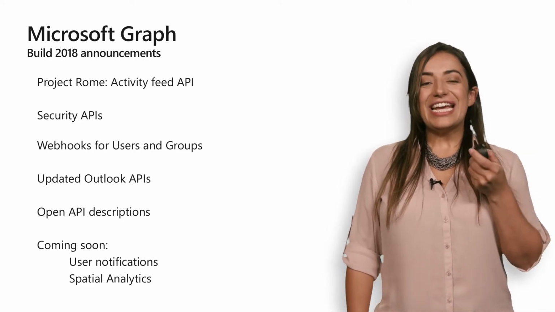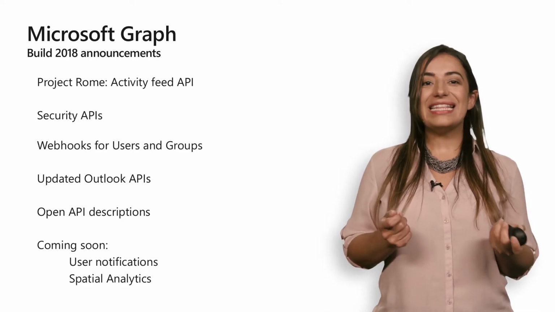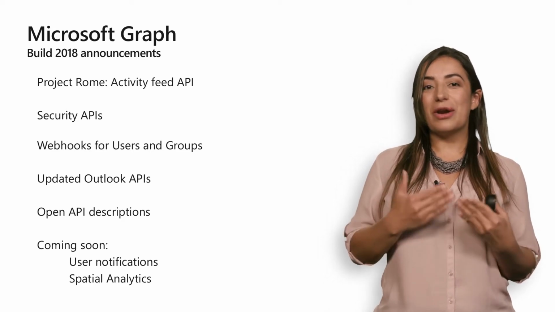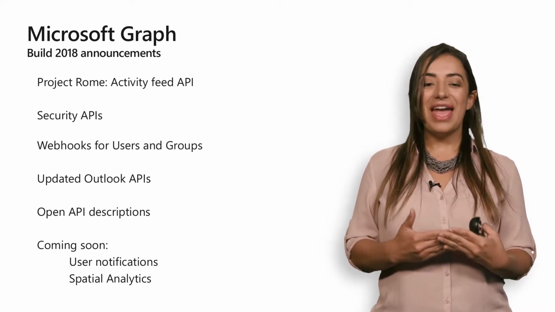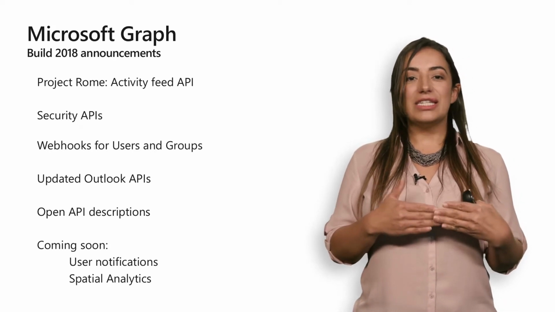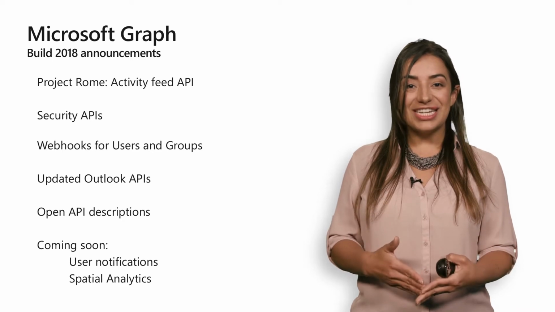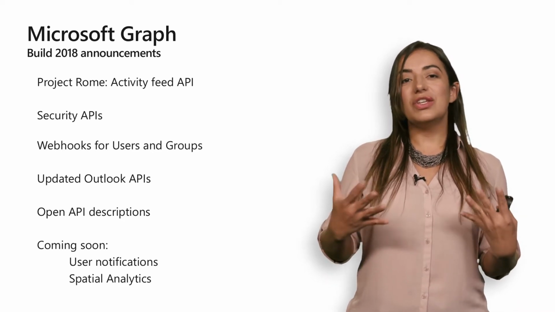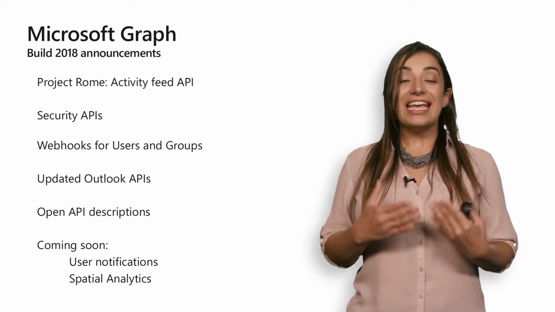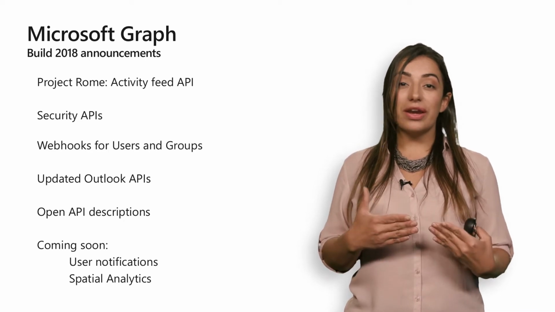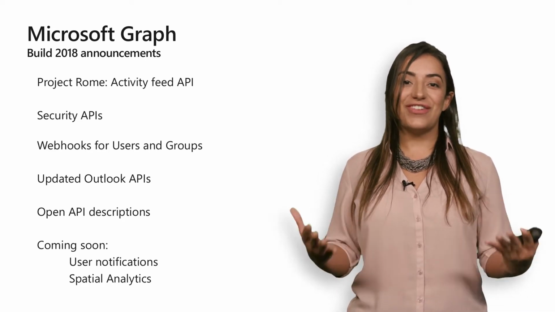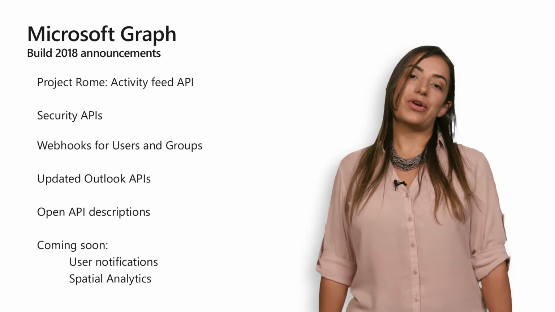Then, coming soon, I'm really happy that we announced two services that will be joining the Microsoft Graph family. The first one is the spatial analytics services to get data from IoT and devices in your organization. And then the other one is user notifications that is a service that you can use for storing and forwarding notifications across devices on a per app and a per user basis.